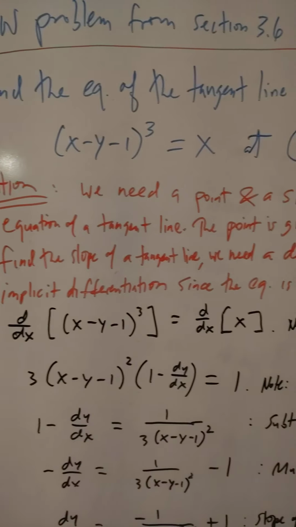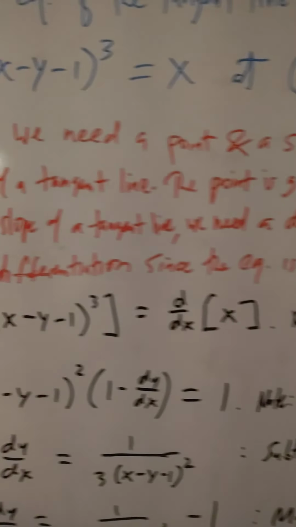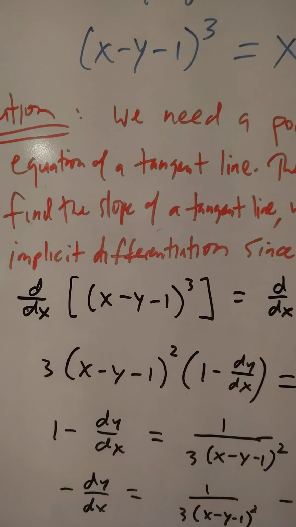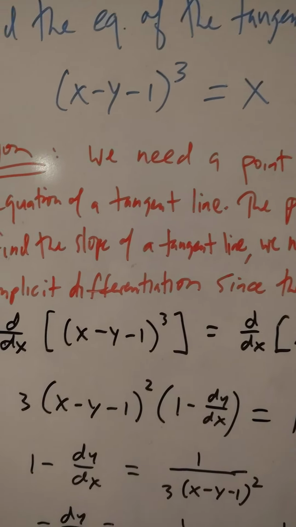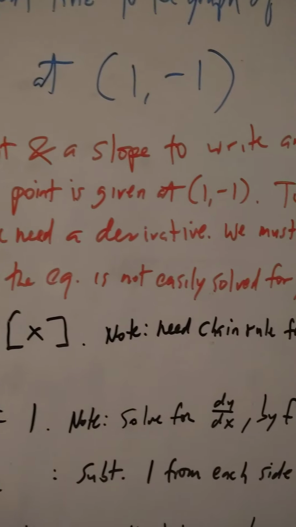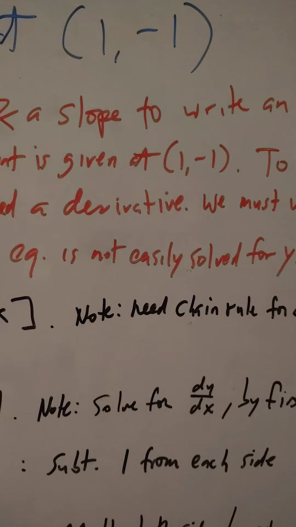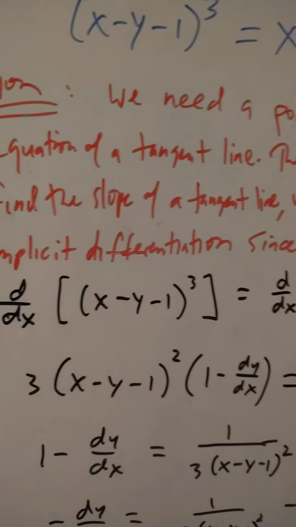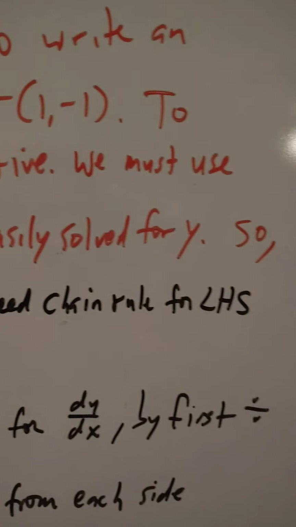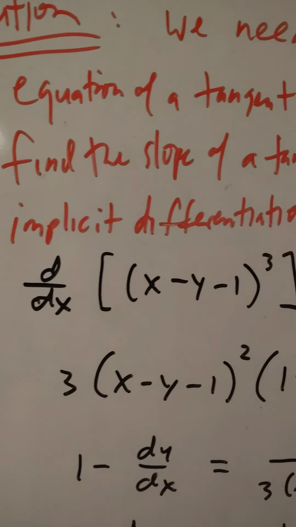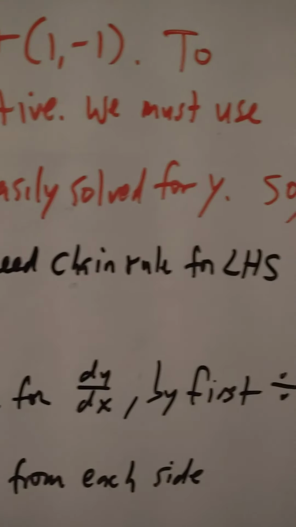Okay, so for the solution, here's what I wrote. We need a point and a slope to write an equation of any line, but we're looking for a tangent line. So same thing, tangent line is a line. We need a point and a slope. So the point is given at (1, -1). Remember, ordered pair that is. x is 1, y is -1. To find the slope of a tangent line, we need a derivative. We must use implicit differentiation, since the equation is not easily solved for y.